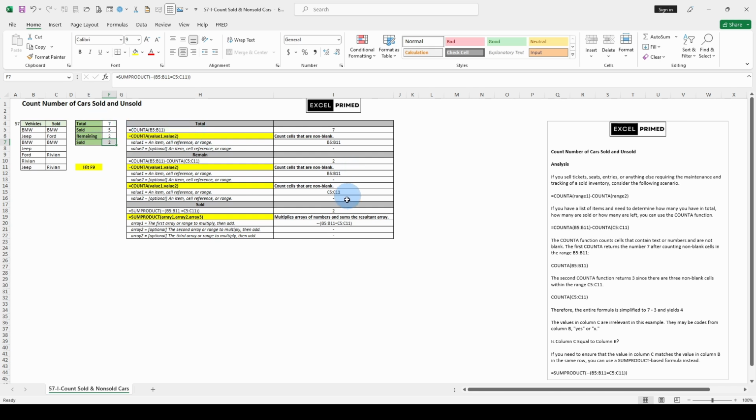COUNTA, here's the anatomy. SUMPRODUCT, here's the anatomy. Read it if you need it.